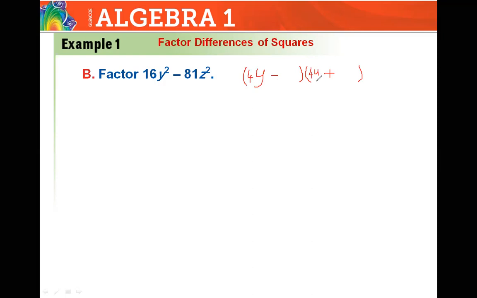After that, I'm going to the next. 81. What times what? 9 times 9. Excellent. And right here 9z, and on the other side 9z. One of them is positive and the other is negative. This is our answer.